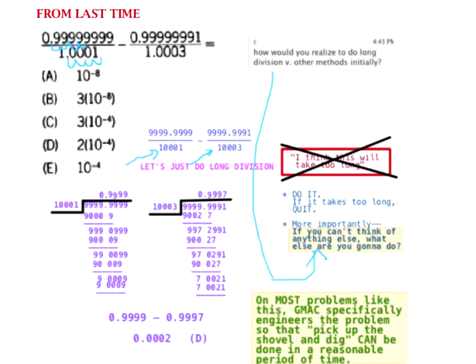This is from last time. This kind of problem, if you tried to talk yourself out of doing long division, you would definitely succeed in talking yourself out of it. But if you just said, you know what, I don't know how else I'm going to do this, and just started doing the work, it turned out to be really nice work.